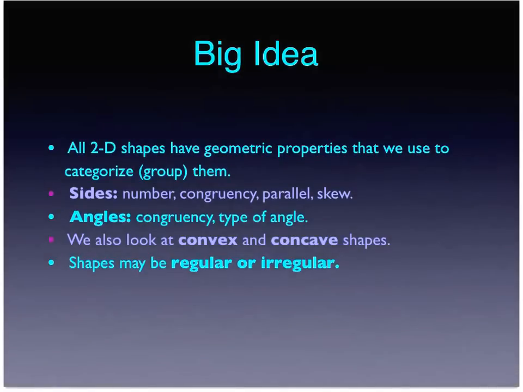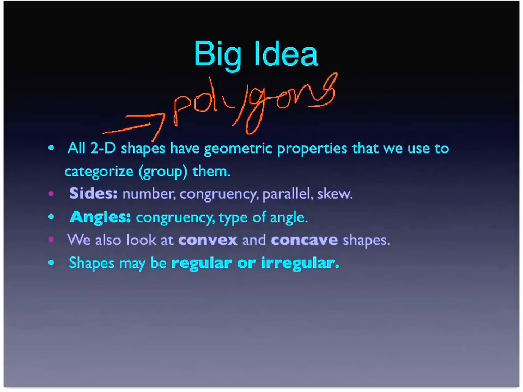my big idea. So all 2D shapes, which are polygons, many-sided shapes, have geometric properties that we use to categorize or group them. We start with sides, the number of sides, which tells us the name of the shape. Congruency. Now, I haven't defined congruency. Congruency means that they are equal. If a side is congruent, it means it's equal. Parallel, whether the sides are parallel, or skew.